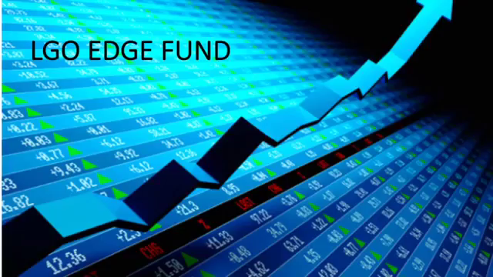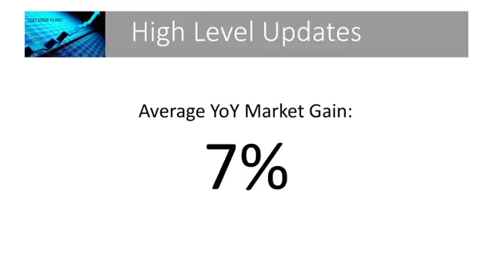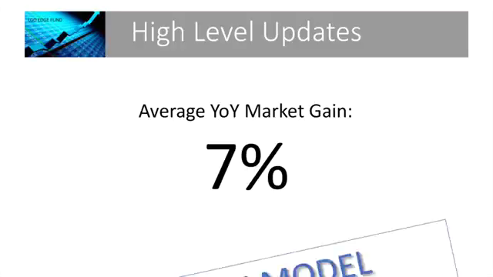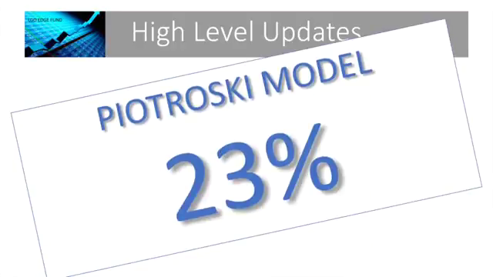Hey guys, it's Jeremy and Shai, and we're going to give you an update on the LGO edgeFund. So the high-level update starts with the average year-over-year market gain. If you're investing in the stock market, you are going to assume to make 7% year-over-year. Petrowski came in and showed that his model can actually make you 23% gain year-over-year.